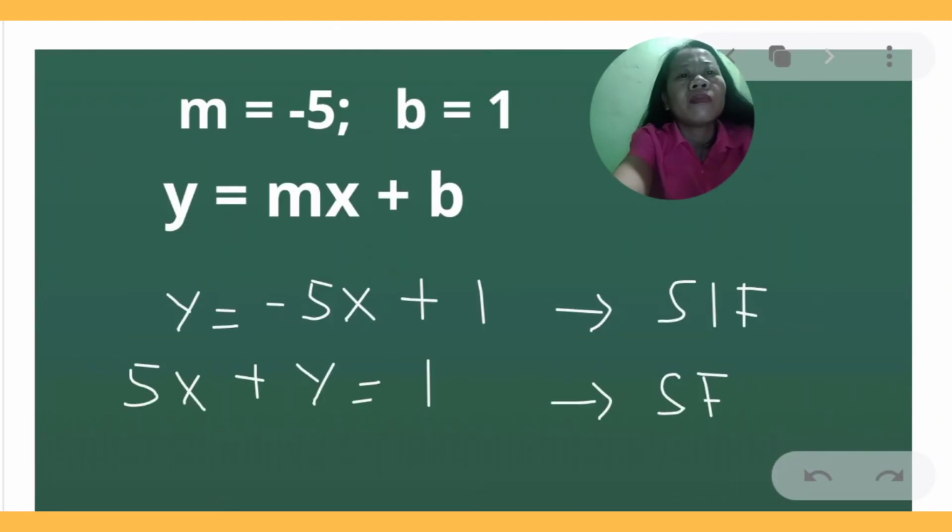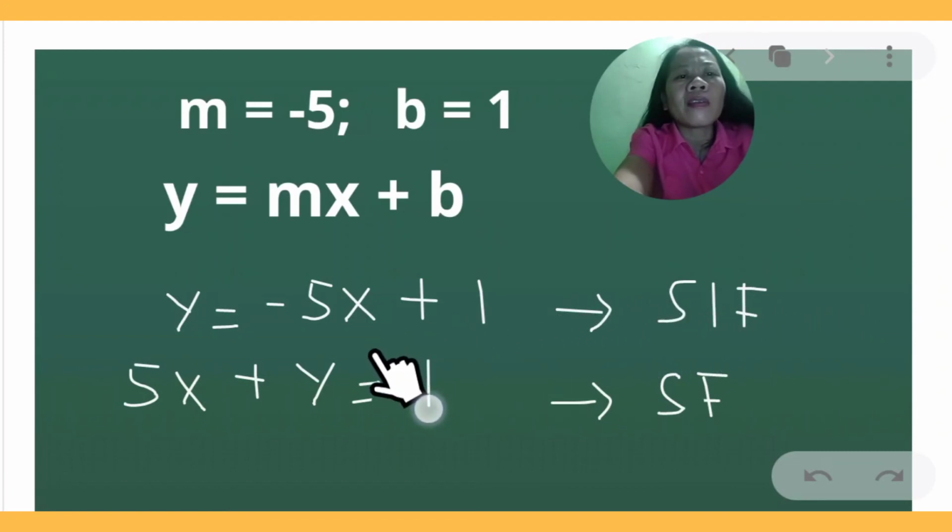Now, what if the given is the slope and the y-intercept? So this is the easiest way to make an equation of a line since we already have the slope-intercept form, which is y is equal to mx plus b. So we're going to substitute the given slope and the y-intercept to the formula. So we have y is equal to, since our given slope is -5, so we are going to substitute -5 to m. And then for y-intercept, we are given +1. So we are going to substitute +1 to b. So we have y is equal to -5x plus b, the slope-intercept form.